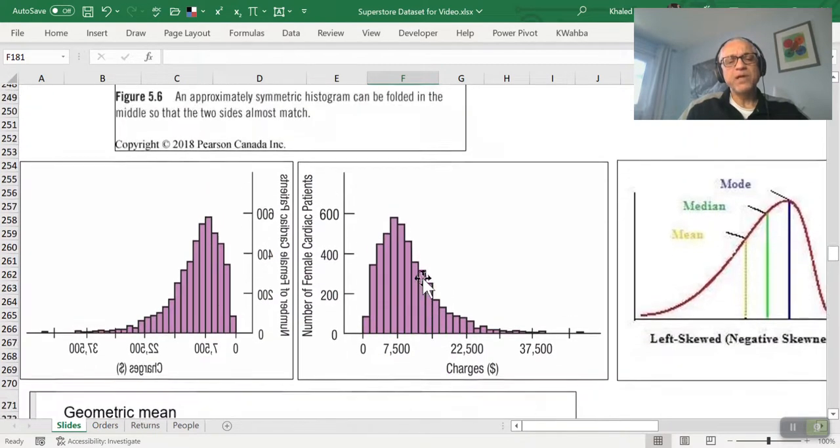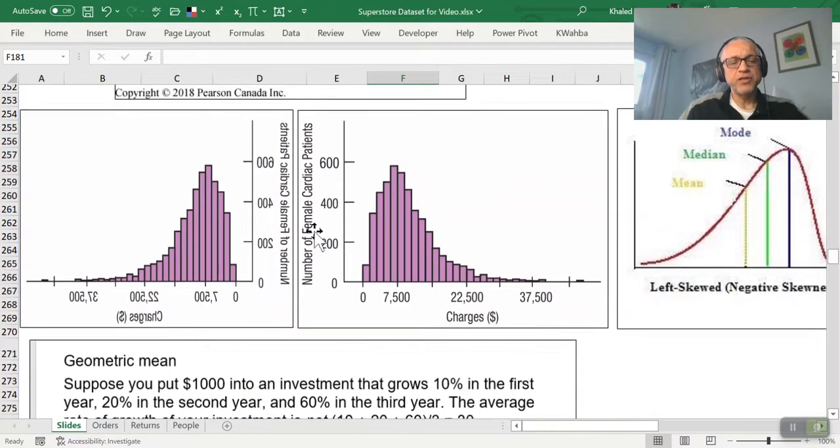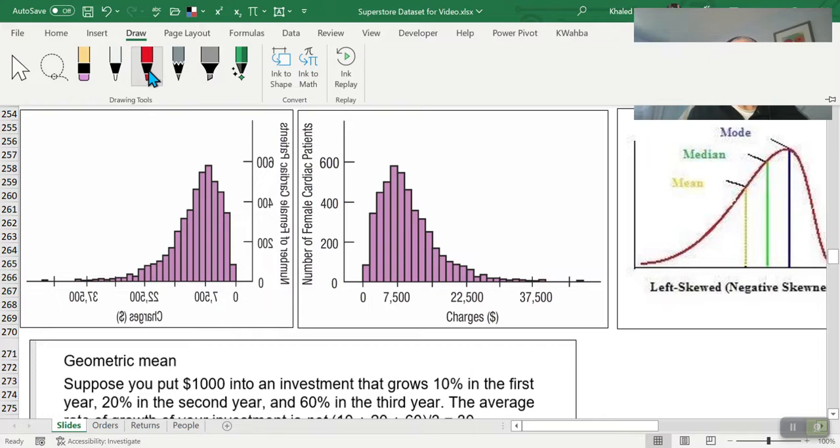Sometimes they are not symmetric like that. They are very shifted like this. I really tried to build a graph like this. You can see the shift here. Let me take another pen here.